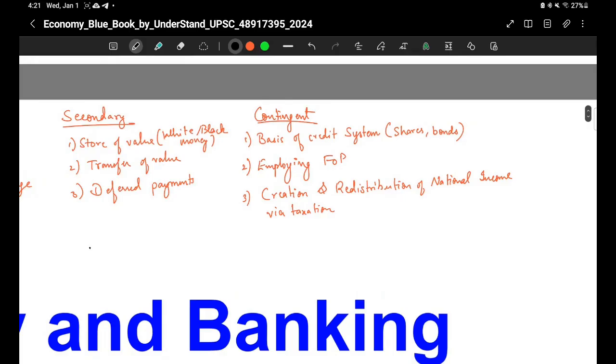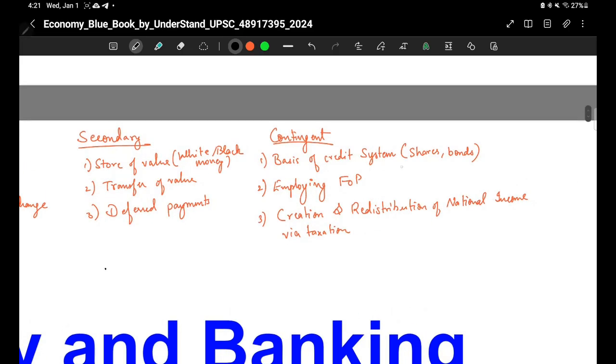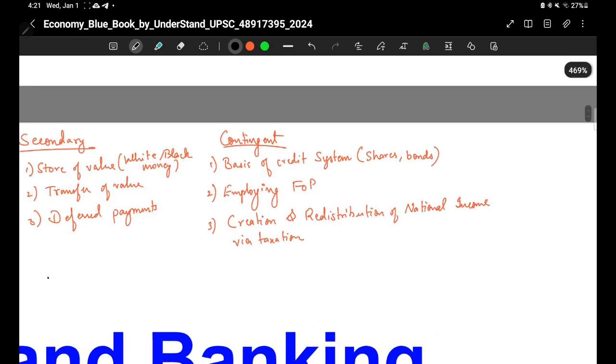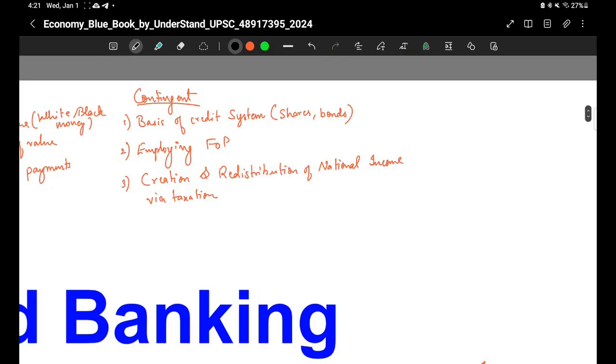Then contingent functions. This is based on the primary and secondary functions. Contingent means dependent functions, dependent on primary and secondary. Now, basis of credit systems like shares and bonds, right? That is a contingent function. Then employing factors of production. If an entrepreneur wants to employ land, labor, capital, or people, he needs money, right? This is also one function of money. Then creation and distribution of national income via taxation. For taxation purposes also we need money.